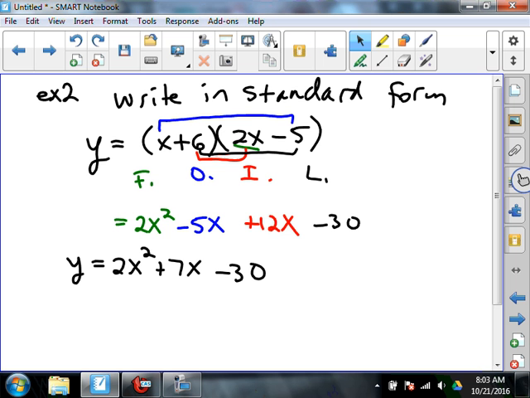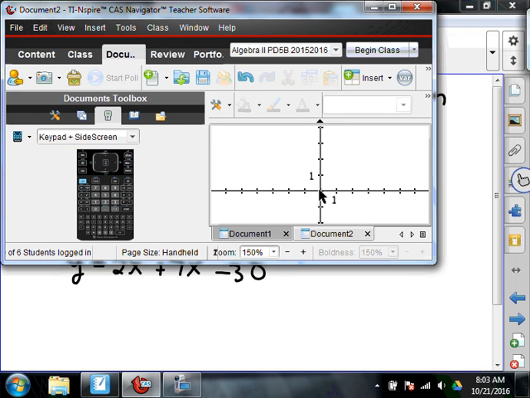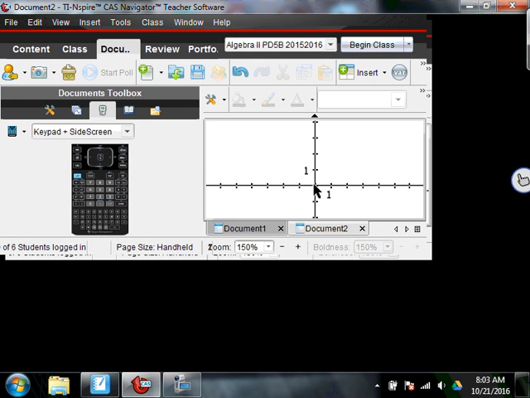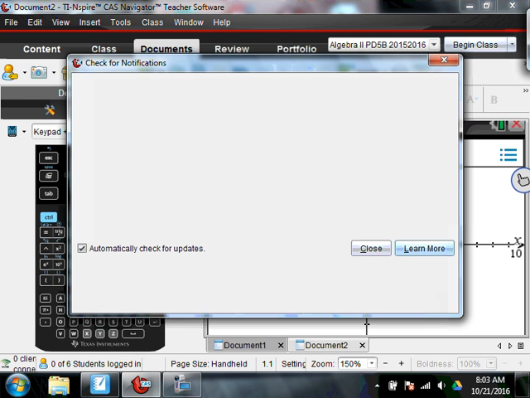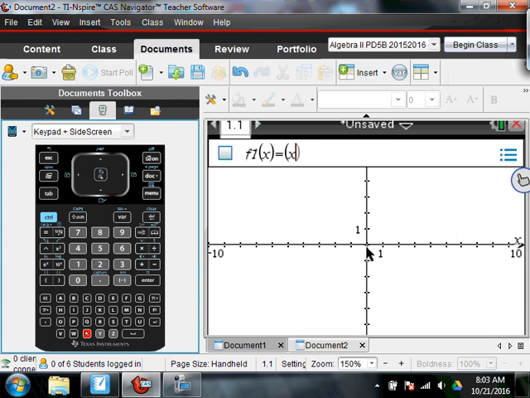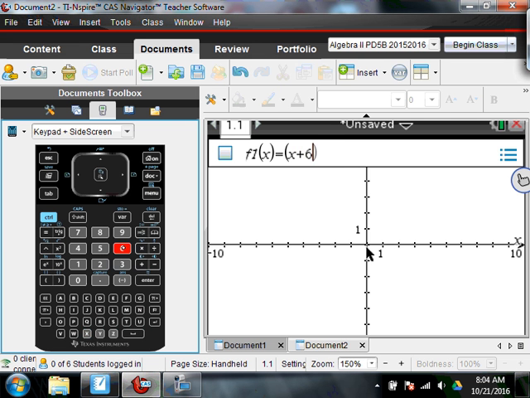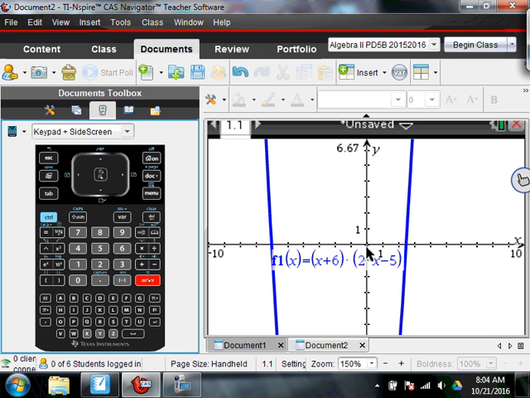So the interesting thing is, let's go to the calculator. Notice I have my TI-Nspire CAS going. There's a reason I picked my CAS today. You'll see why in a minute. If I wanted to graph the original function, the original thing we started with was x plus 6 times the quantity 2x minus 5. So that's what that graph looks like.